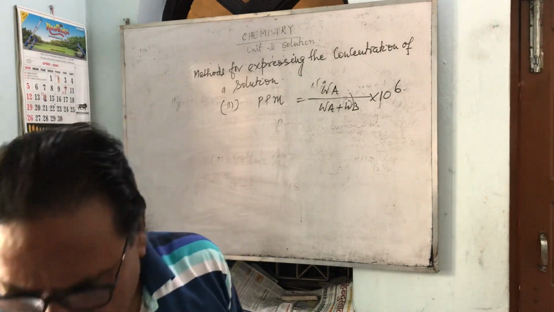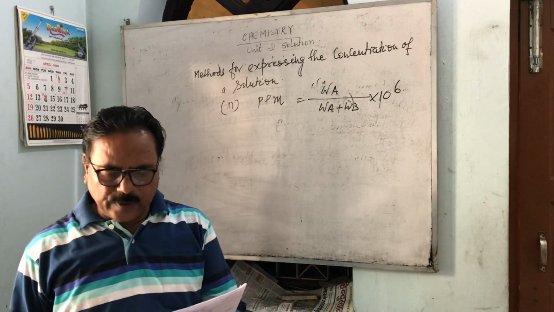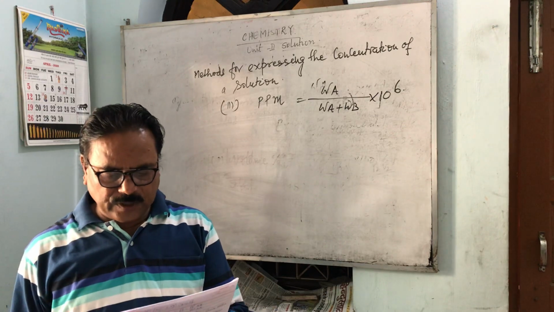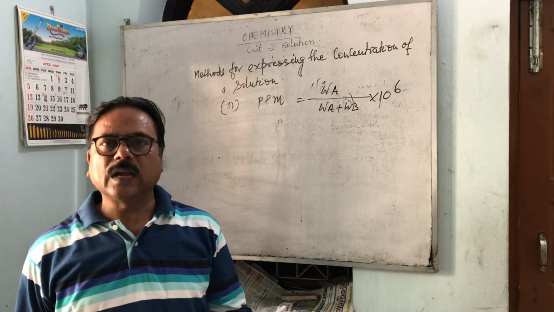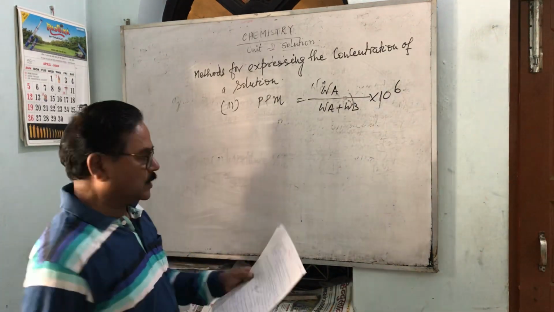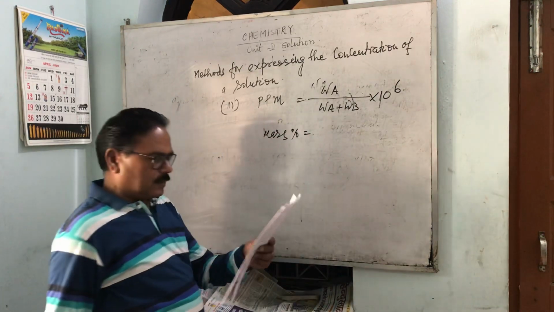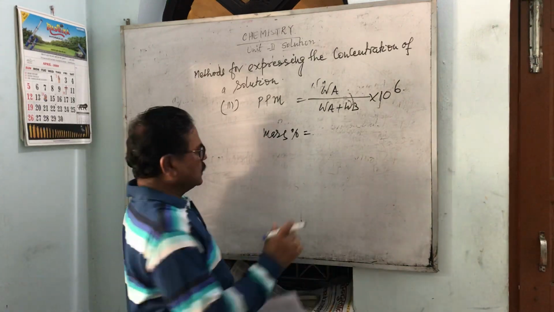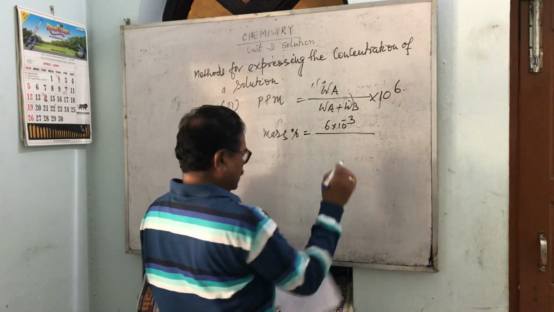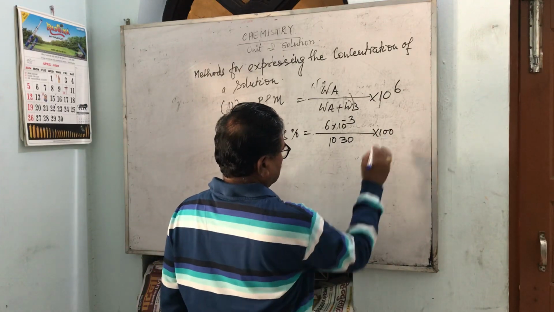Suppose the example is given in your book. A liter of seawater, which has a weight of 1030 gram, contains about 6.3 gram of dissolved oxygen. Calculate parts per million. Now we first calculate the mass percent. Mass percent for the dissolved oxygen: mass of the component is 6.3, total mass of the seawater is given as 1030, multiplied by 100.